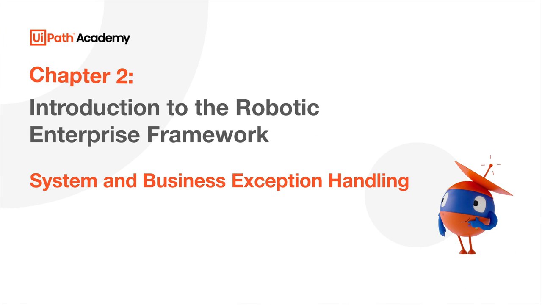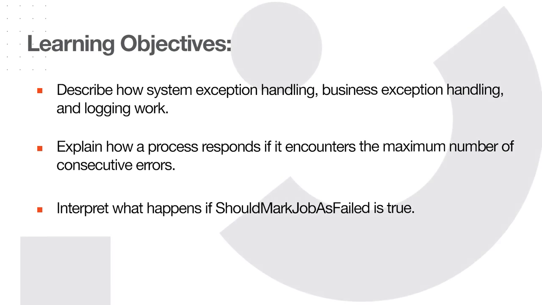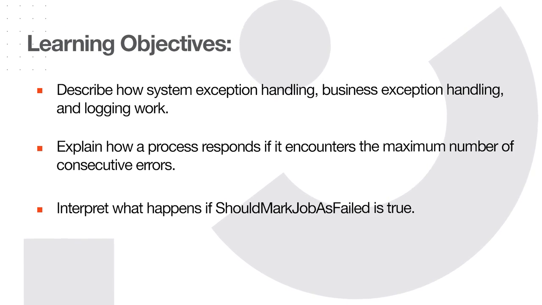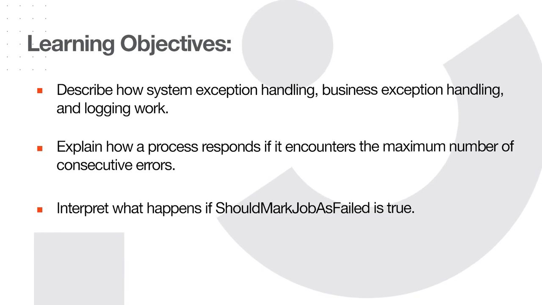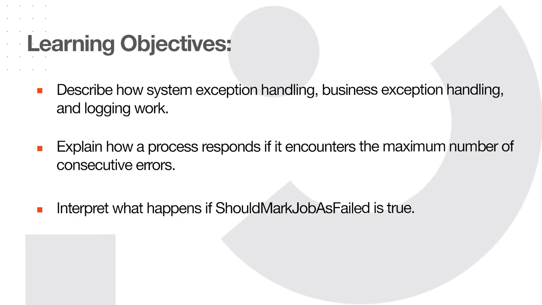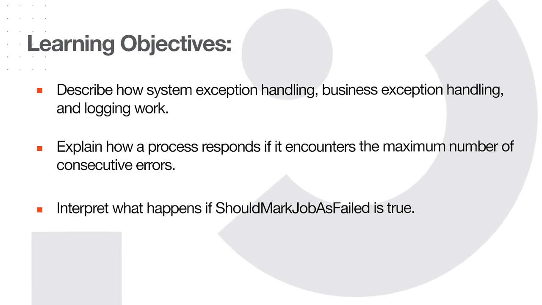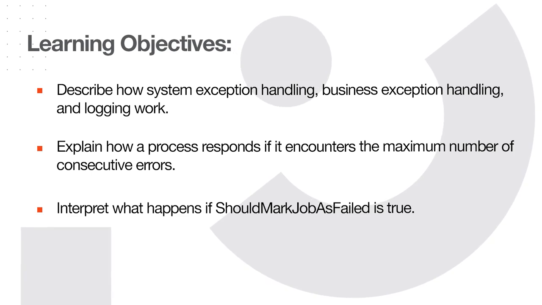In the previous videos, we've learned about how the exception handling and logging mechanisms are set up in the framework. This video illustrates how system exception handling, business exception handling, and logging work. Furthermore, we'll see how a process responds if it encounters the maximum number of consecutive errors. Additionally, we'll see what happens if the parameter ShouldMarkJobAsFaulted is set to true.